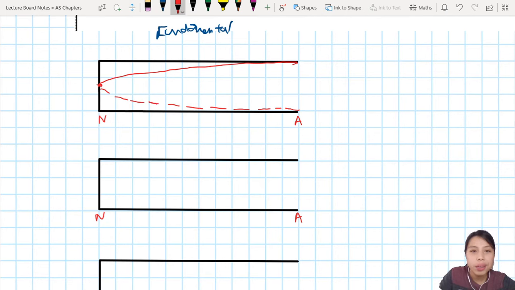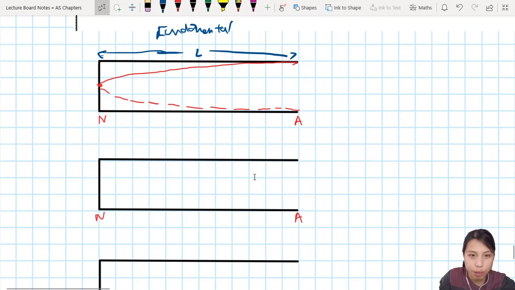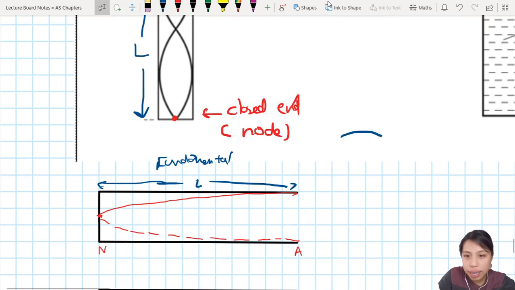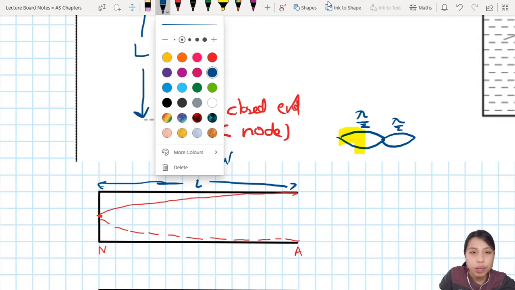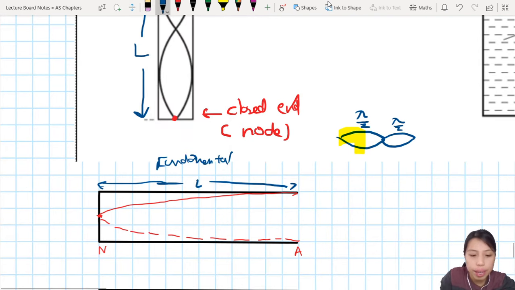Okay, so now you have to do the same thing what we did for strings. If this length is L, what is the wavelength? Remember, one section like this is what we call half a wavelength. This is half a wavelength also. So now we're only taking this part. So half of half wavelength, that's a quarter wavelength already. So you need to write, what is the wavelength?